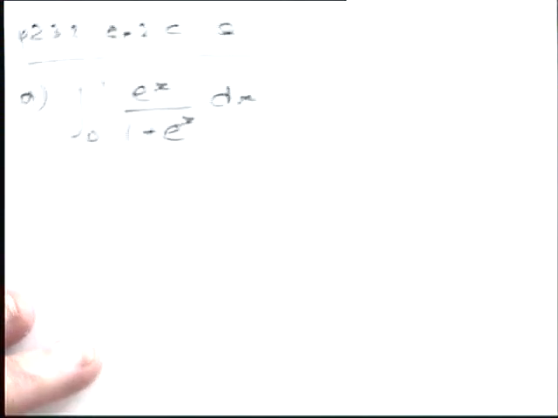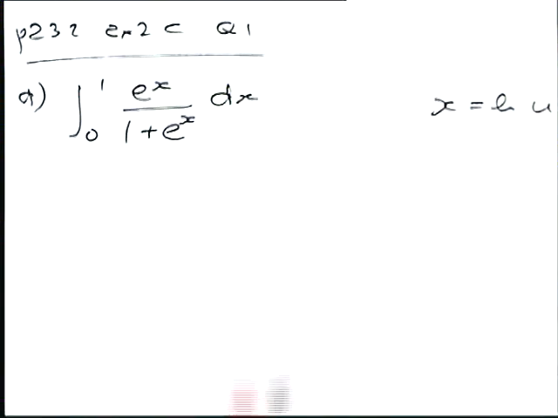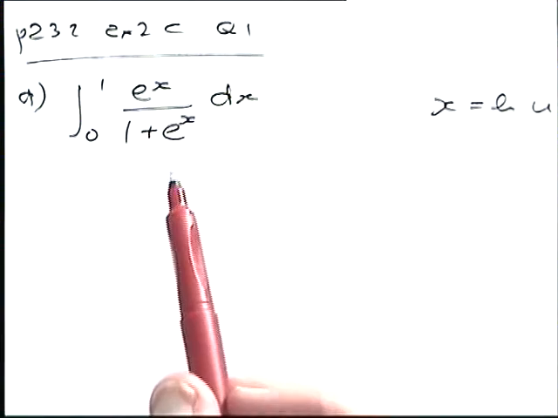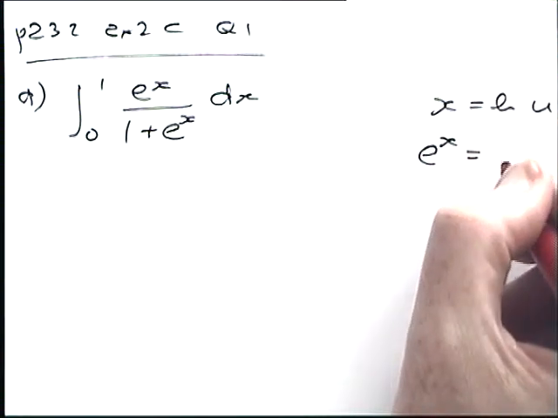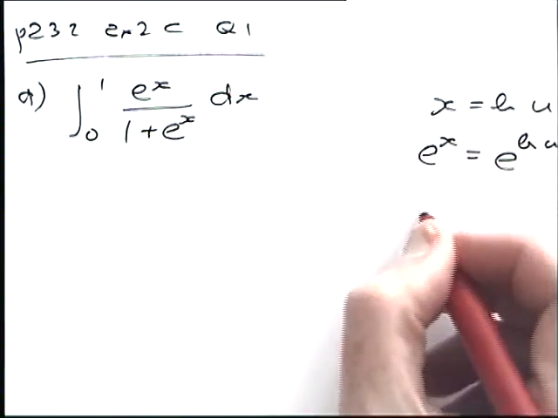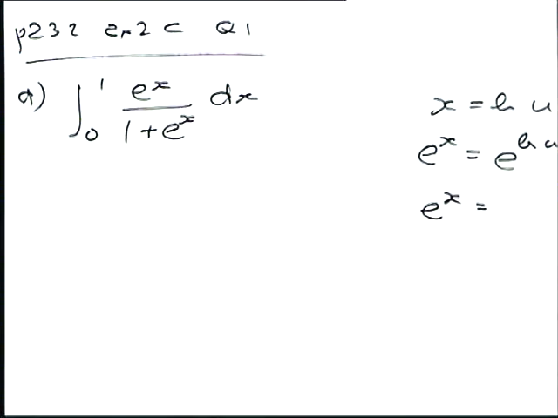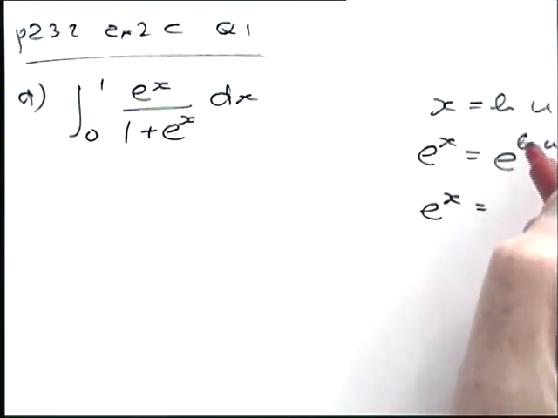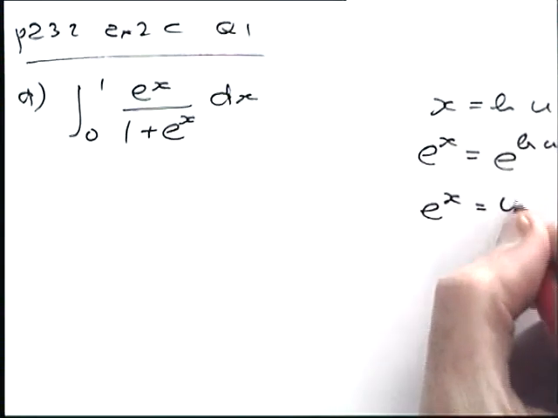Okay, so you're given a substitution that x equals log of u. Where does x appear in this question? As a power on e. So it would be really useful if we knew what e to the x was. So this is going to be e to the log of u. What is e to the log of u? And this isn't something new from this chapter, it's something from earlier chapters. It's just u. E and log are like squaring and square rooting. They're inverse functions. They cancel each other out. So that is just u.